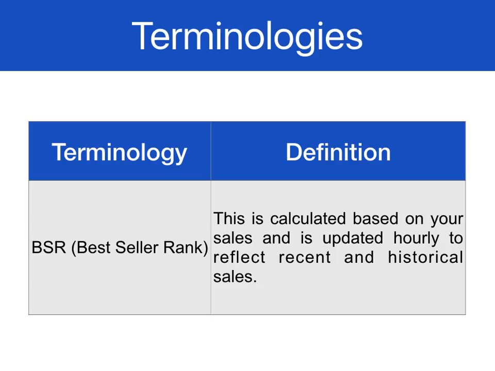I know some of you are already familiar with this, but please bear with me as I want those who are not familiar with these terms to be on the same page as well. Alrighty, BSR is also known as the bestseller rank, and this is calculated based on your sales velocity and is updated hourly to reflect your recent and historical sales velocity.